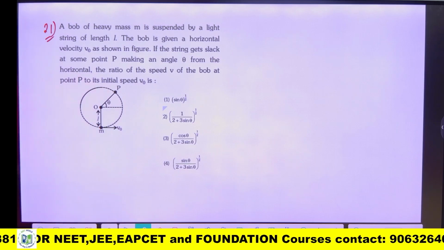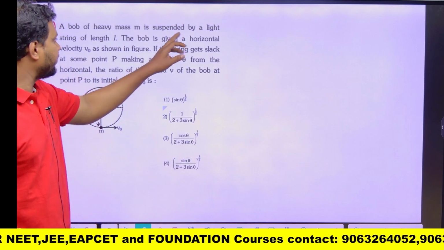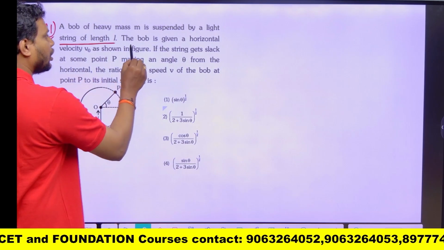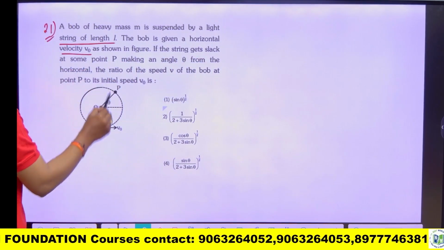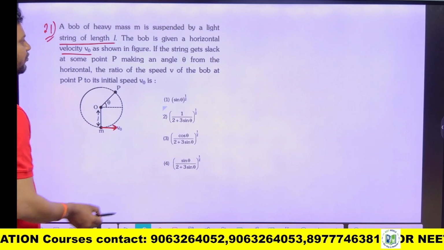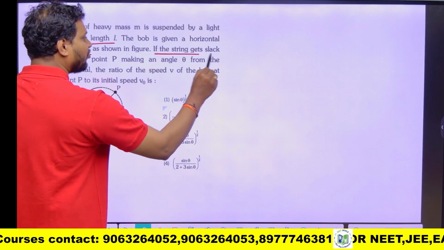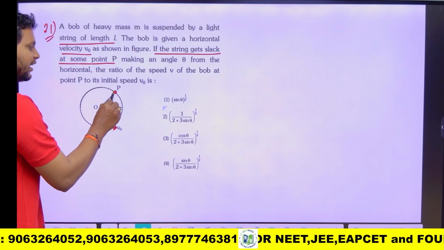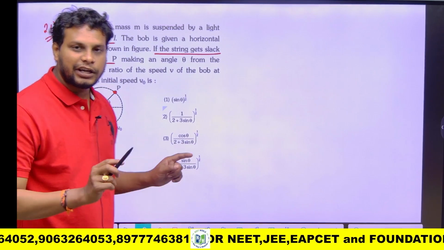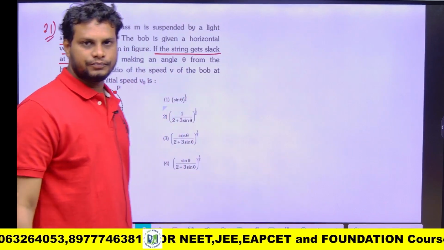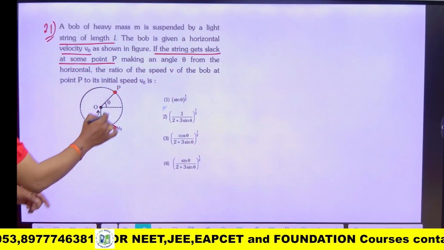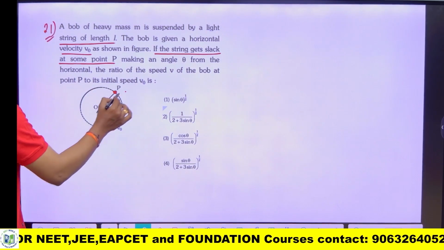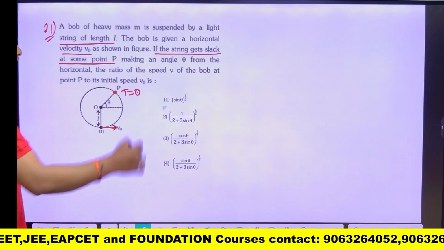A bob of heavy mass m is suspended by a light string of length L. The bob is given horizontal velocity V0. If the string gets slack at some point P, then the tension at that point will become 0. So it is slack at point P, and at this point it will lose the tension. So tension at this point you can take as 0.